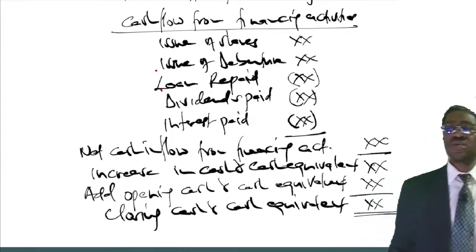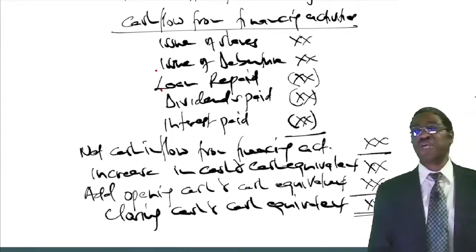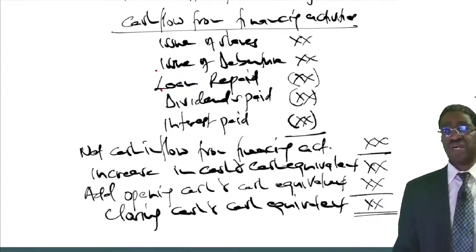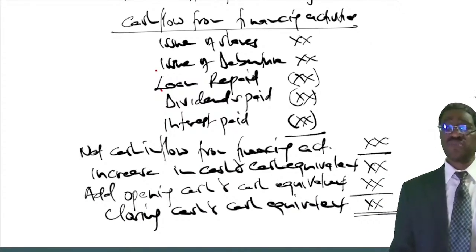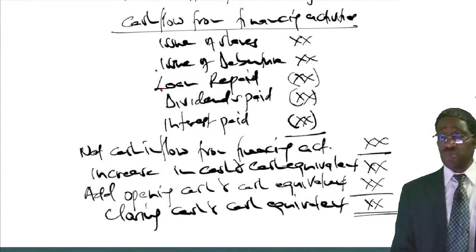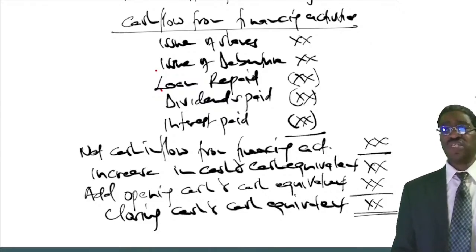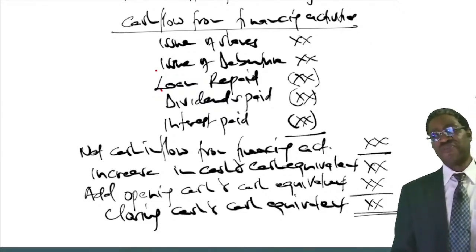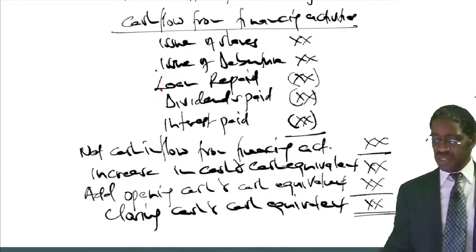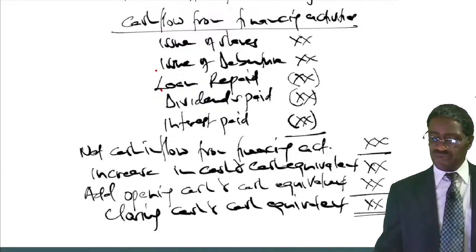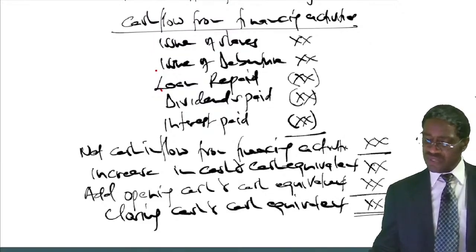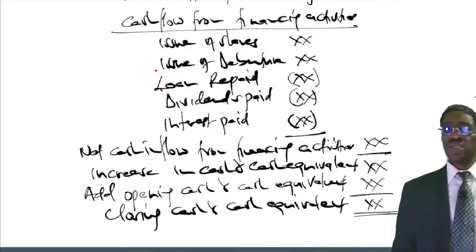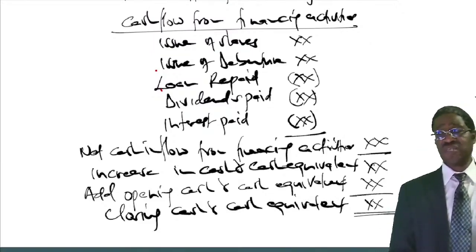Let me roll the page. Okay. Once you got the interest paid, and you minus, you get the net, you push it to the extreme. We assumed ours was a positive. So we called it net cash inflow from financing activities.